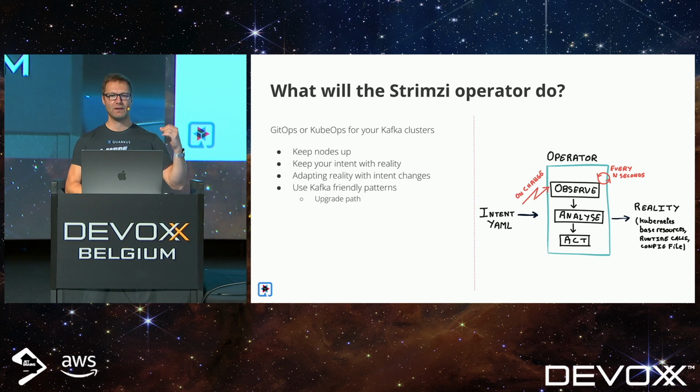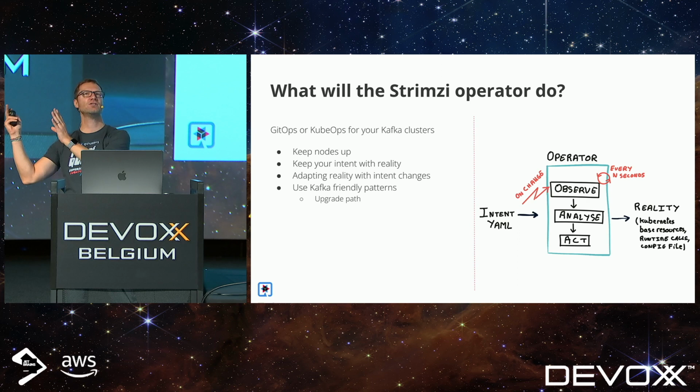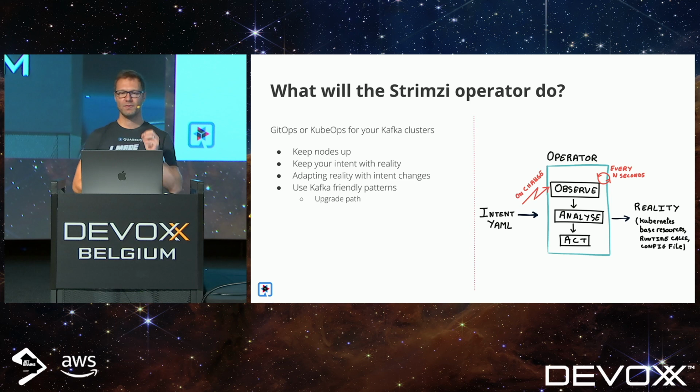If I change my Kafka, then the intent is different from the reality, and the operator's job is to take the intent and change the reality. It's like the Matrix. They change the reality to match the intent, right? And in a distributed system, there's something you shouldn't forget: at some point, something will go wrong.